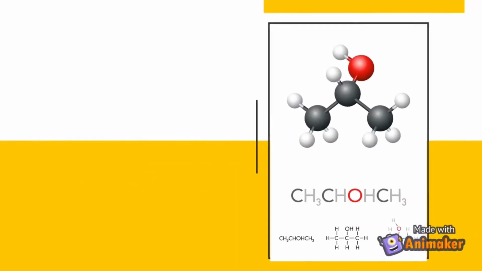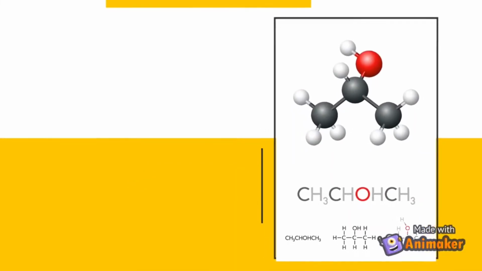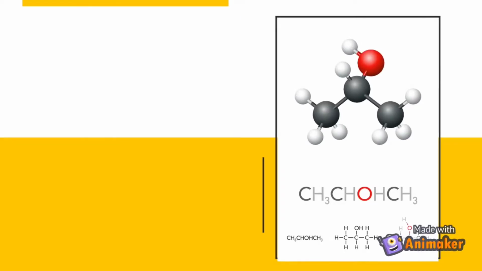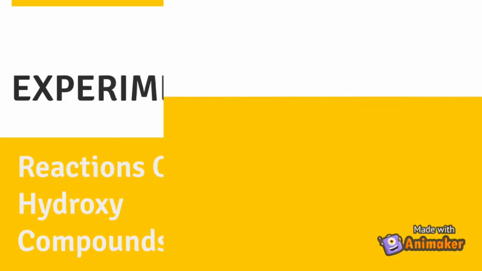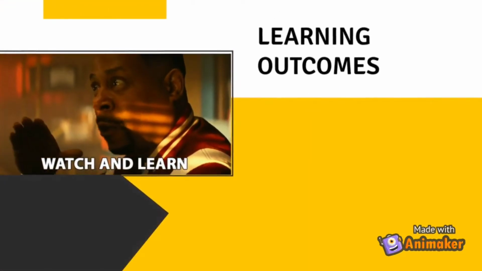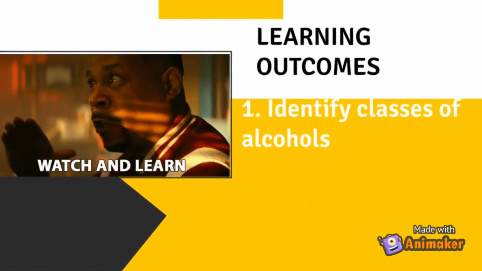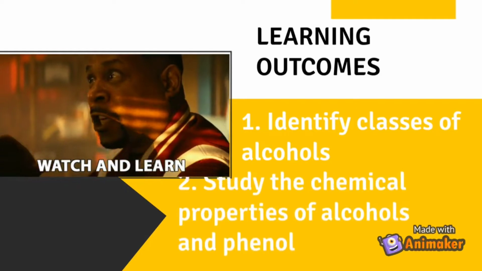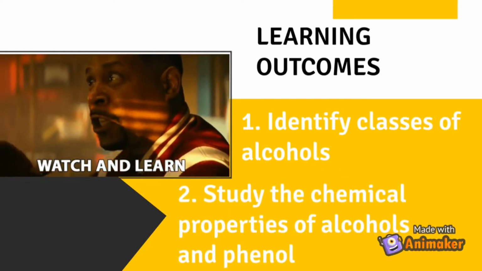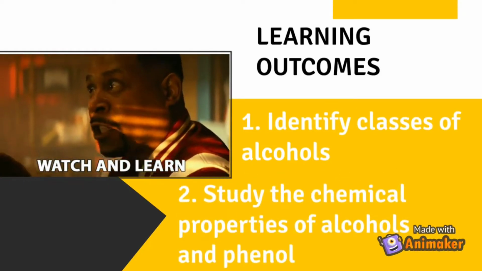Guys, today we are going to do an experiment. Experiment 5, which is reactions of hydroxy compounds. The learning outcomes of this experiment are: number 1, students should be able to identify classes of alcohols. Number 2, students should be able to study the chemical properties of alcohols and phenol.